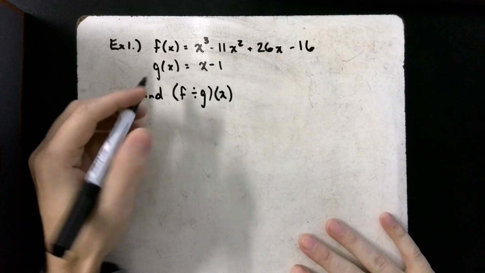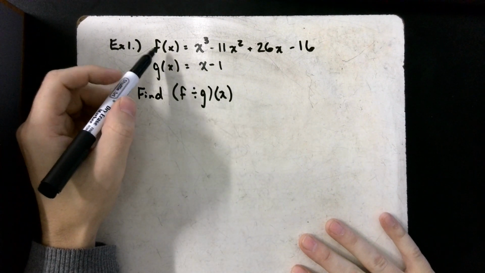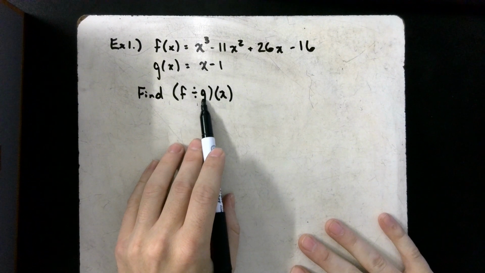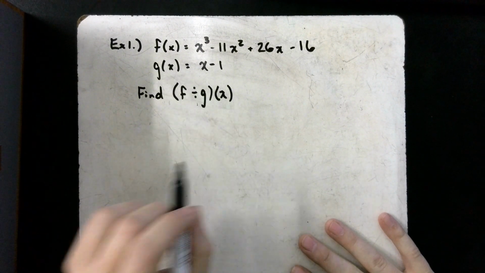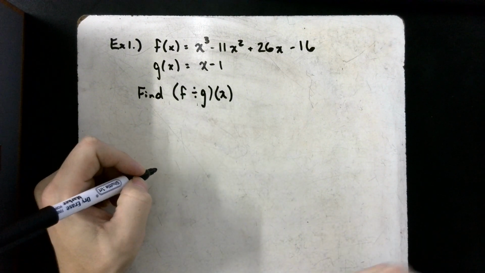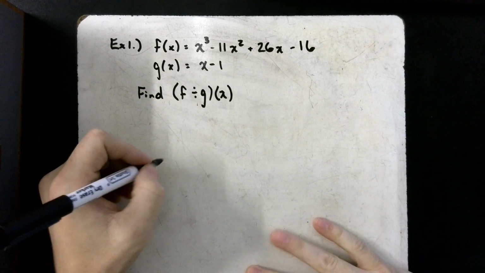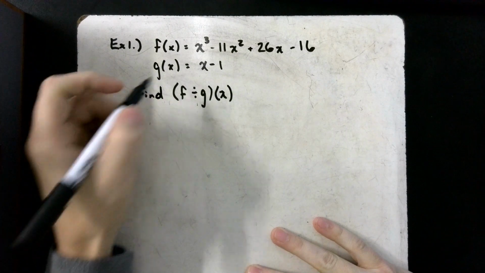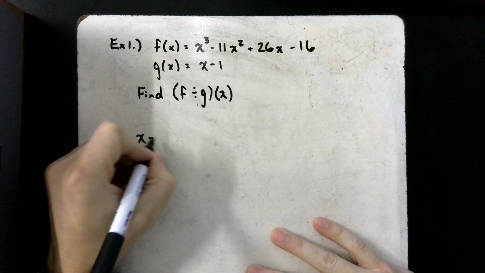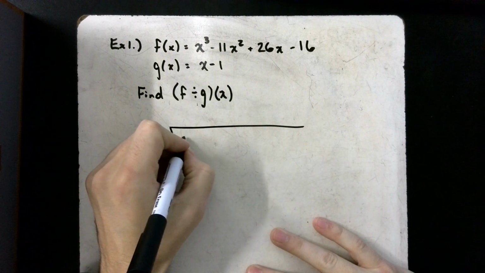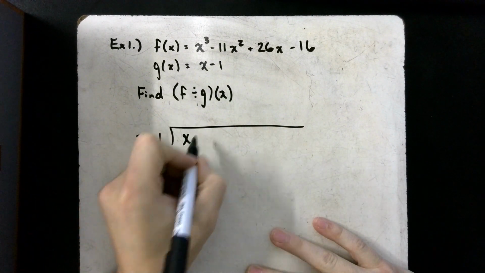When we are asked to find f of x divided by g of x, and that's what this means, and we are given both functions, we are asked to either do long division or synthetic division. Let's start here with long division. So we're going to take g of x and write x minus 1 and up and over. Then we'll pull in f of x inside.